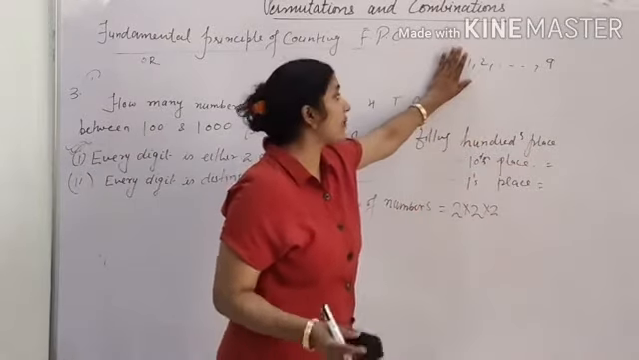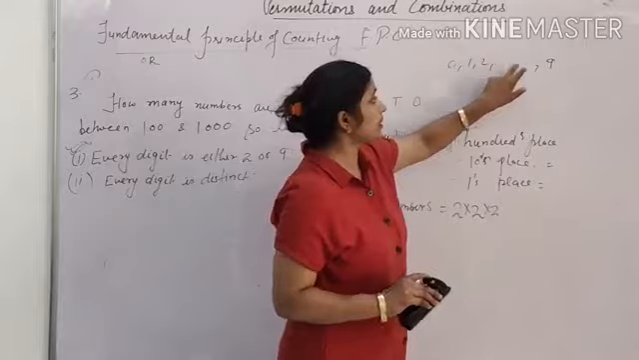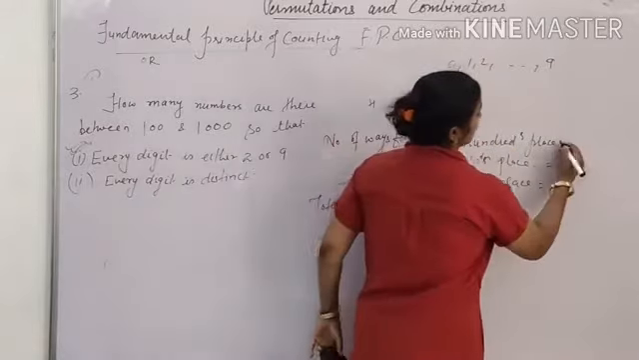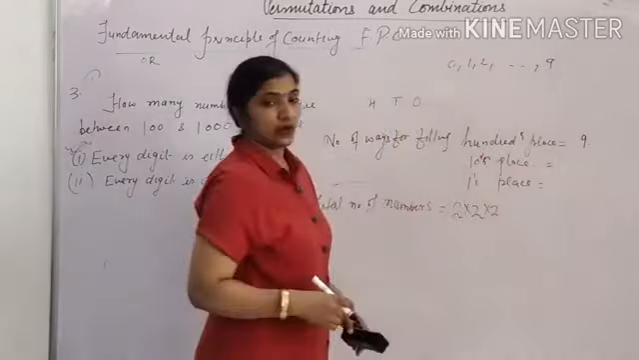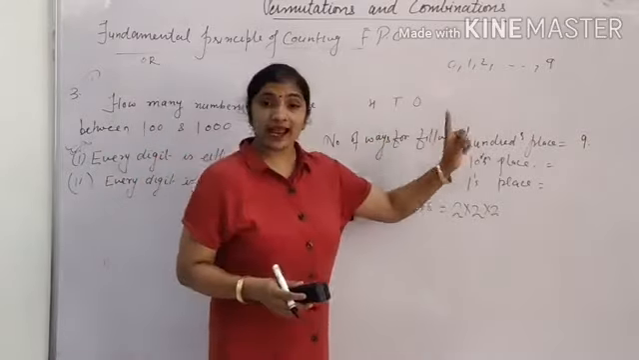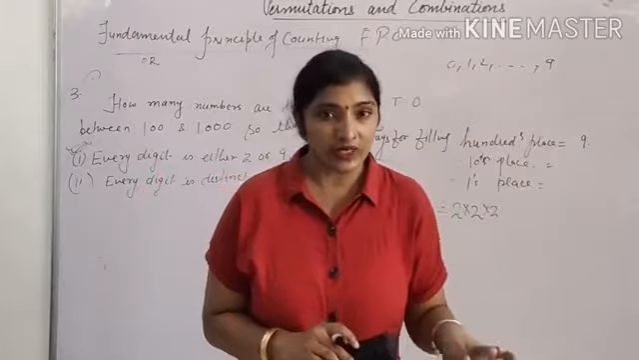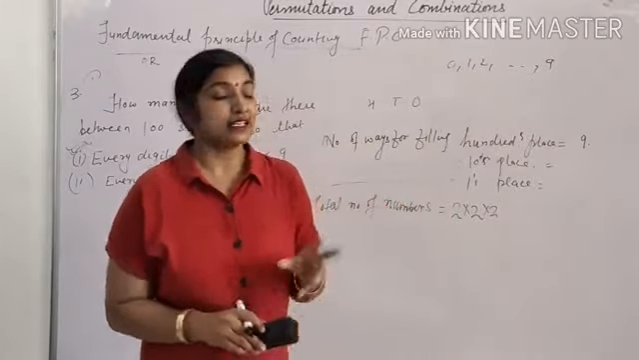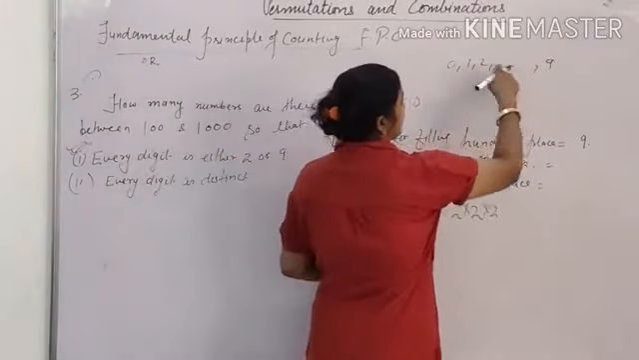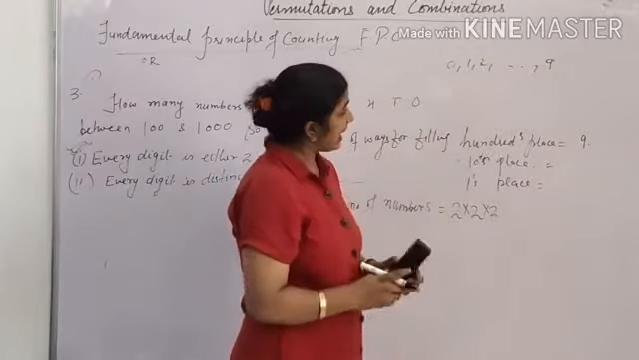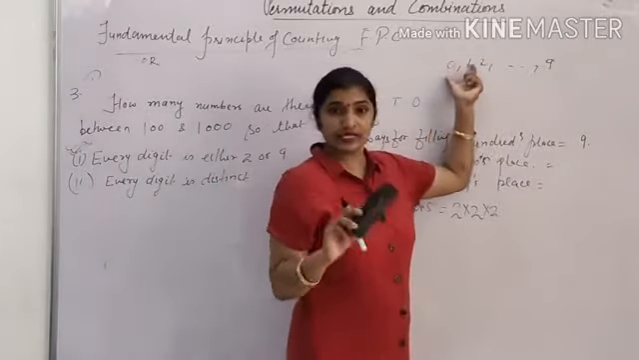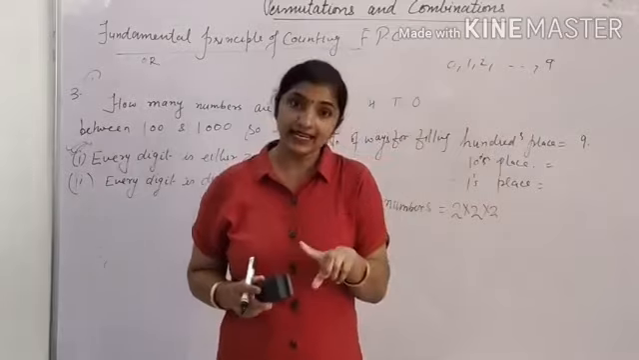So how many ways can the hundreds place be filled? 1, 2, 3 up to 9. So it is 9. Now the digit which came at the hundreds place cannot be repeated at the tens place or at the ones place, because every digit is distinct. Whatever digit comes at the hundreds place, leave that digit. Again the remaining digits can include 0. Now the remaining digits are again 9.